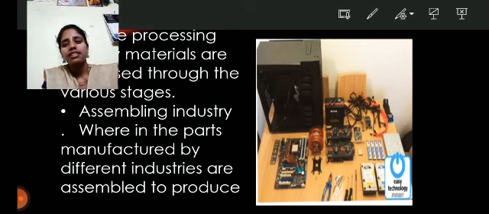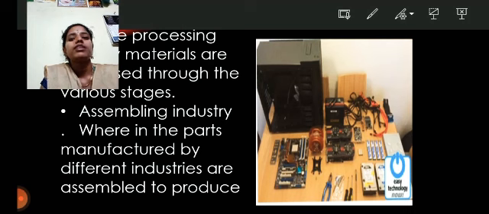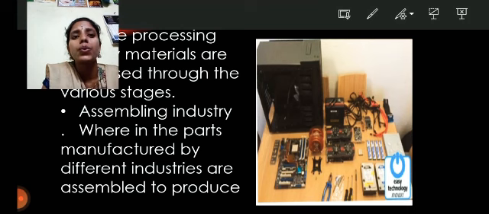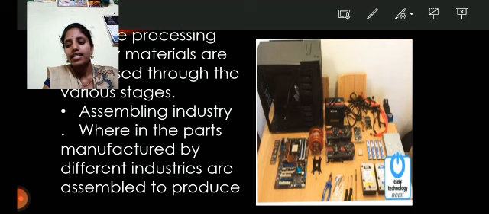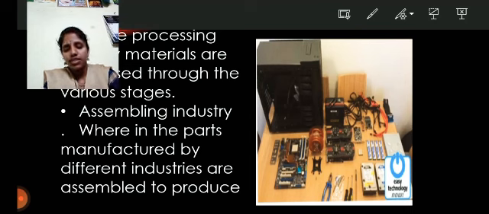Next topic, construction industry. Construction industries take up the work of constructing buildings, bridges, roads, dams, canals, etc. This industry is different from all other types of industry. In the case of other industries, goods can be produced and sold at another place.